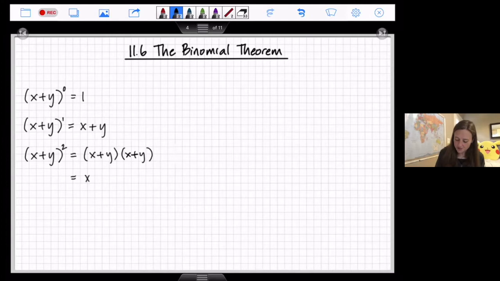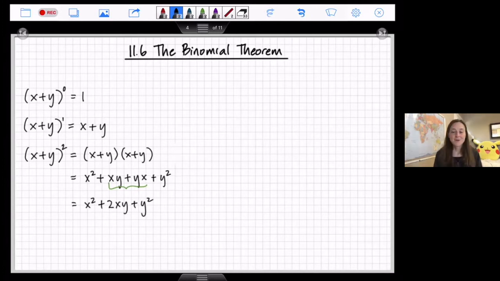So my first terms give me x squared. My outer terms give me x times y. Inner terms give me y times x. And y times y gives you y squared. And then we recognize that these two terms in the middle are actually the same thing. X times y is y times x. And we're going to get x squared plus 2xy plus y squared.